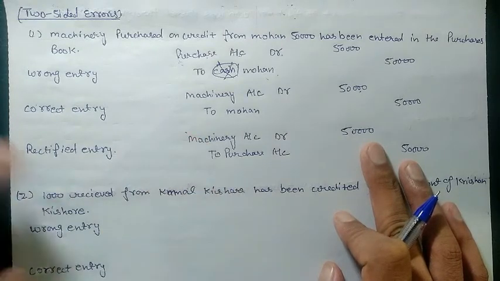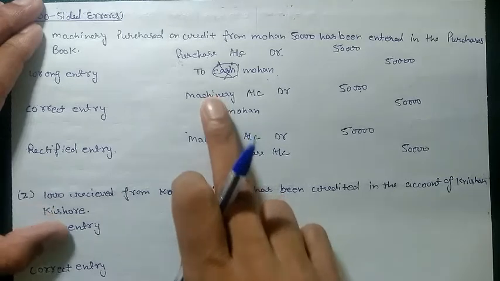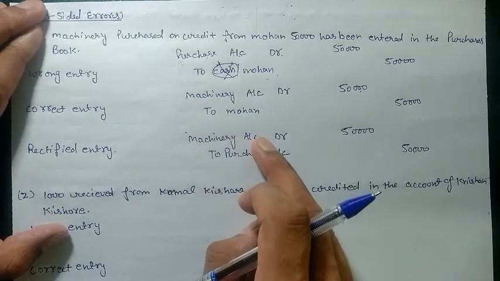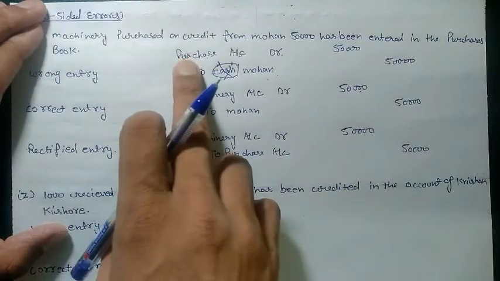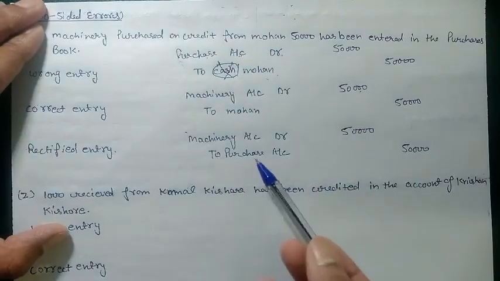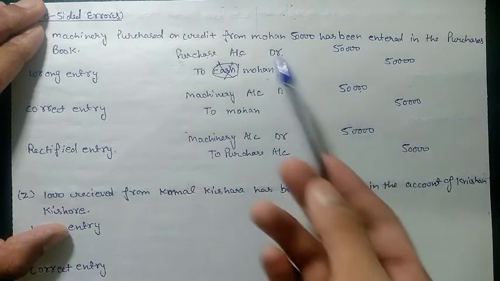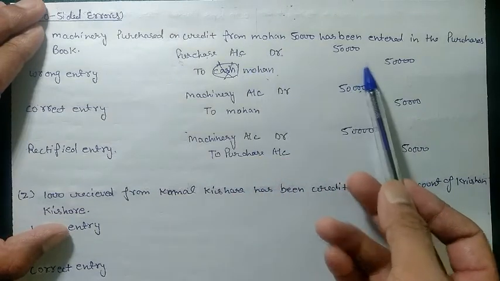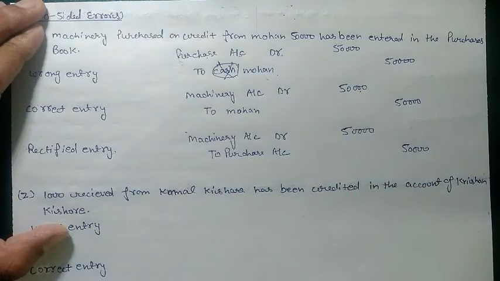So in this case we need to debit machinery account, so we will debit it for rectifying the entry. But we have debited purchase account wrongly, so we need to credit it. So we credited purchase account by the same amount by which we had debited purchase account. So this is how we rectify our entry.